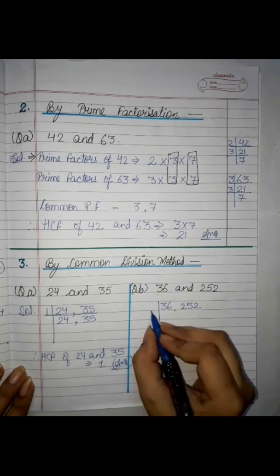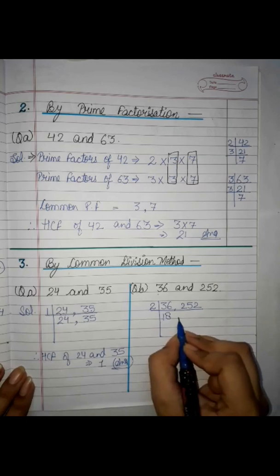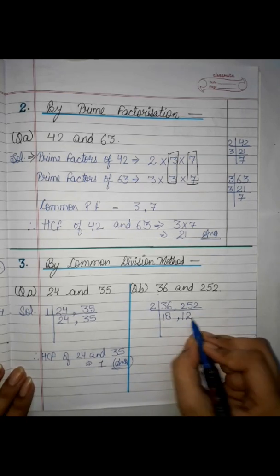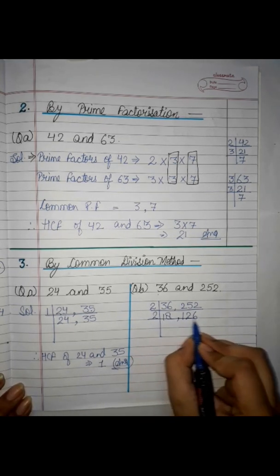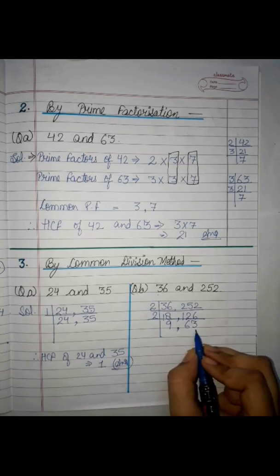Now make lines. Now both are even. We can divide by 2. 2 18s are 36. Now better try to do orally. 2 1s are 2. Then 2 2s are 4. 1 is remainder. Now 2 6s are 12. Again by 2 you get 9 and 2 6s are 12, 2 3s are 6. Now both can be divided by 3.